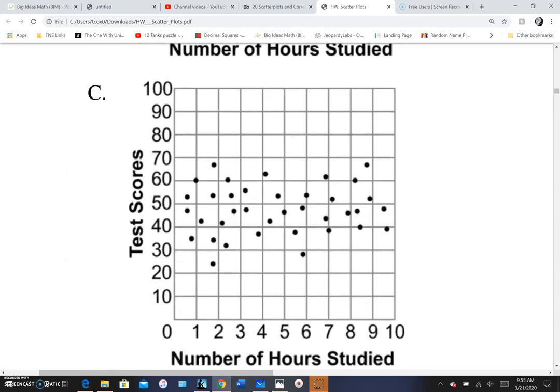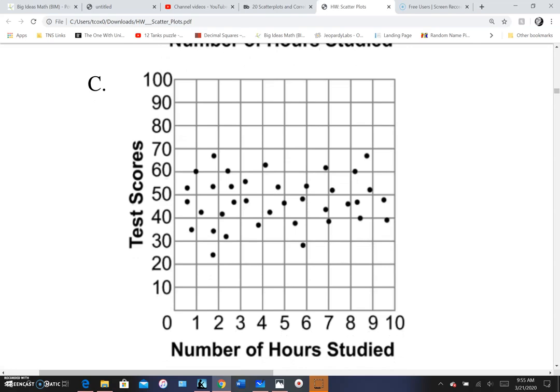If we're looking at C, our plots do not go up right, they do not go down right. So there's not a positive nor negative correlation with these data points. There appears to be some clustering of all those points between, we'll say, a score of 30 to about 70. So nobody, regardless of how long they studied, scored any higher. There's a few that scored a little bit less, but generally speaking, these test scores range from an E to a C.